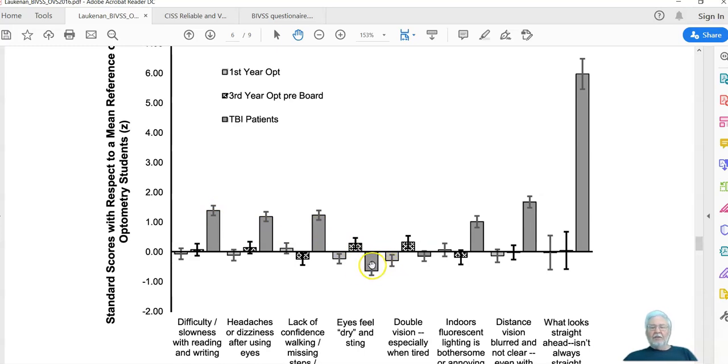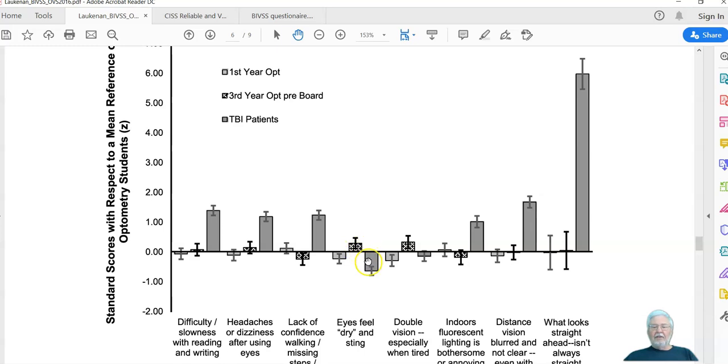Now, here's an interesting one. These are the TBI patients, and remember, a higher score means more symptoms. Well, in the case of my eyes feel dry, they're really not different, or the TBIs are pretty close to significantly less dry feeling than even first-year students, although the difference between these two is more in the neighborhood of close to a half standard deviation. But third years, they're significantly different from both the TBI patients and these.